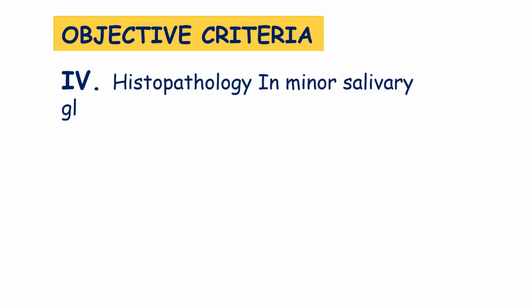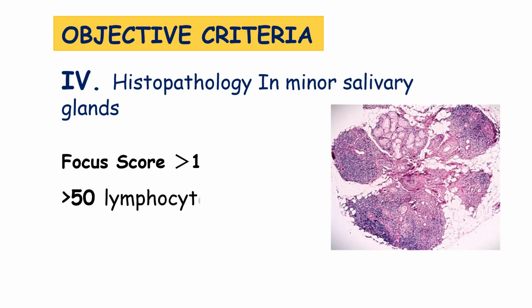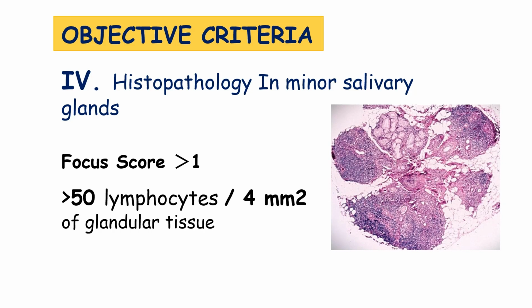Criteria number 4 is histopathology in a minor salivary gland. It must show a focus score of more than 1, which is more than 50 lymphocytes per 4 mm square of glandular tissue. It is one of the most important criteria as it may lead the clinician to a final diagnosis.